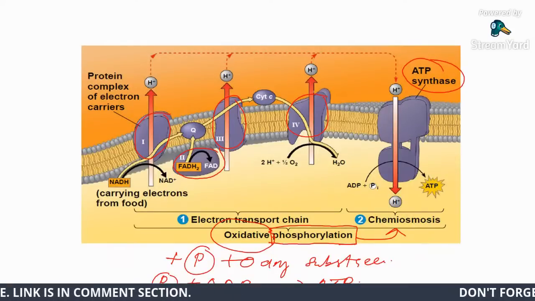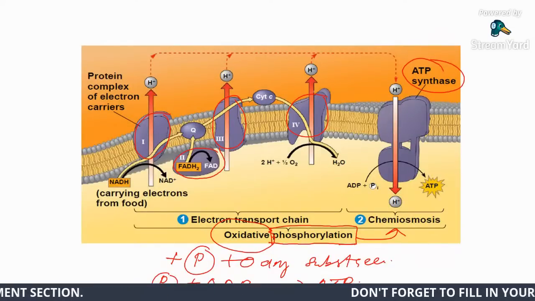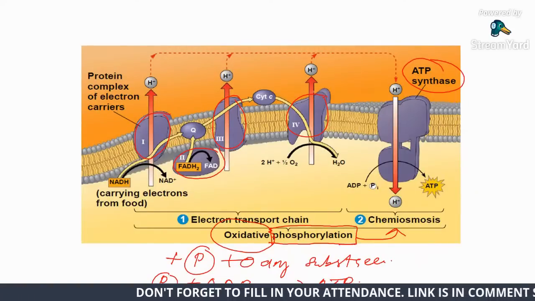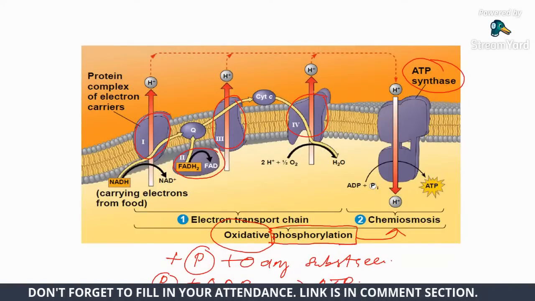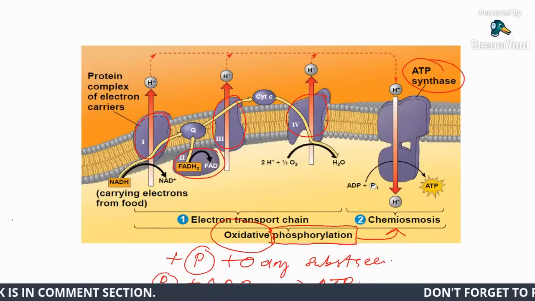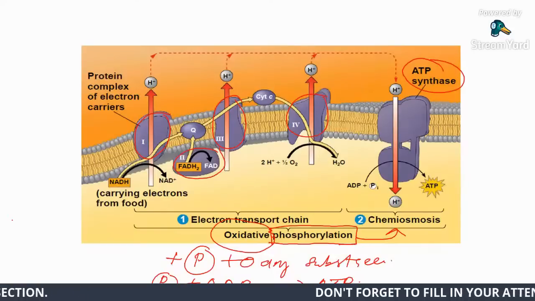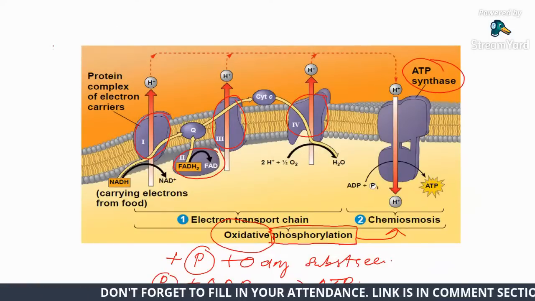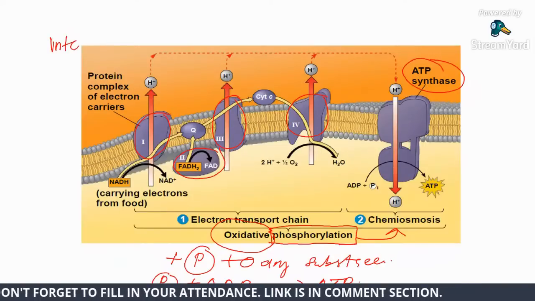So what is the importance of the oxidative part? What is the significance of the electron transport chain to chemiosmosis? Its significance is that it will maintain the electrochemical gradient. So please remember that the top here is the intermembrane space.